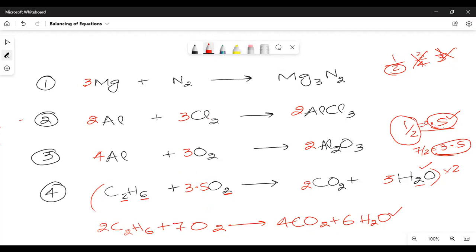Okay, but that was just a generic rule. Writing 0.5 or half fractions is acceptable. The point I was previously trying to make was, if any species is distributed in multiple species on left or on right, you always balance that species at the end. Balance all other elements first and keep that specific element for the end.